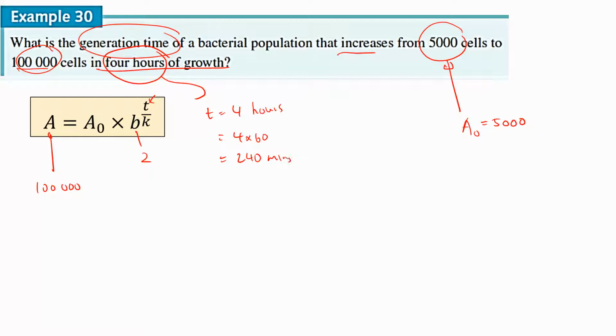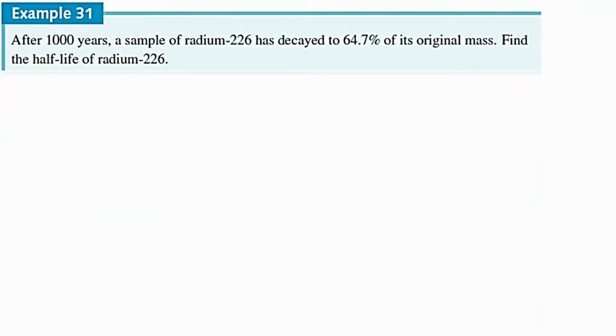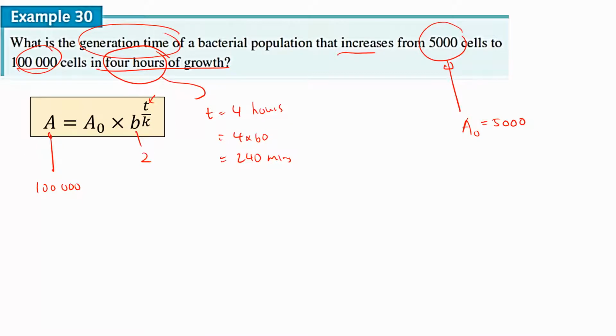Okay, now let's put it all together. So I've got A naught. We're gonna, oops, sorry, I'm just gonna do it by hand here. We've got 100,000 is equal to A naught, which is 5,000, times 2 to the power of, instead of 4, it is now 240 minutes divided by k. And now you've got yourself an exponential equation, and your job is to use what you've learned from 13D, 13E to solve the problem. You can use a CAS at this point as well because it's applications, but I want you to learn both algebra and CAS. Okay? So let's solve this.